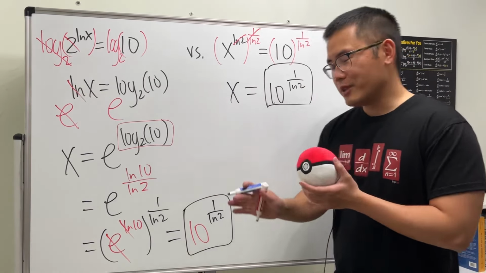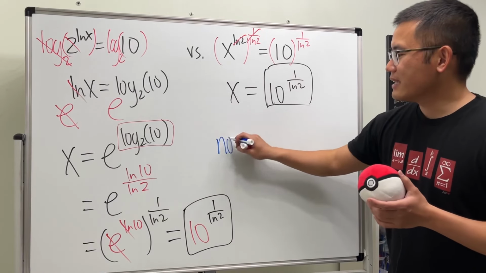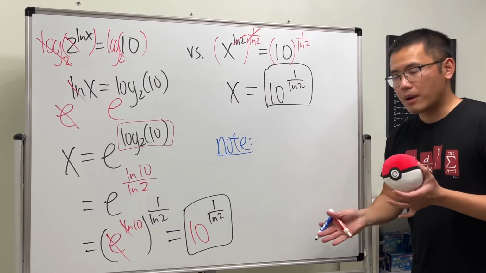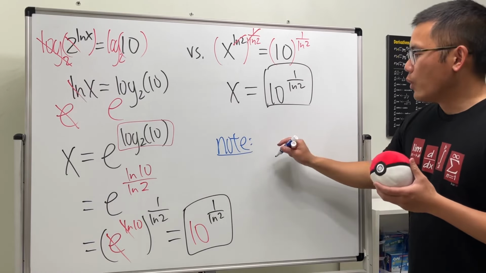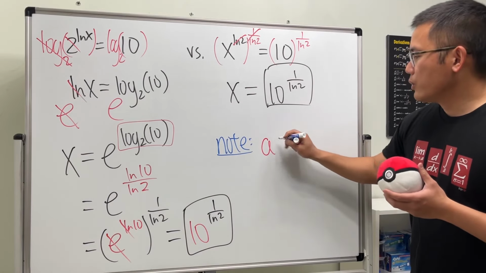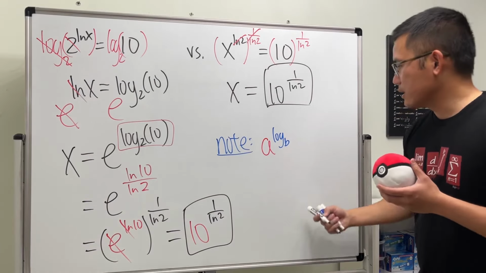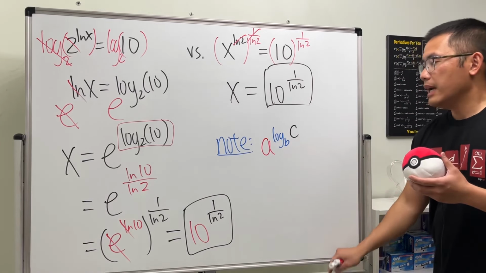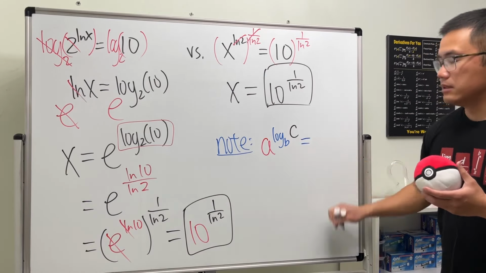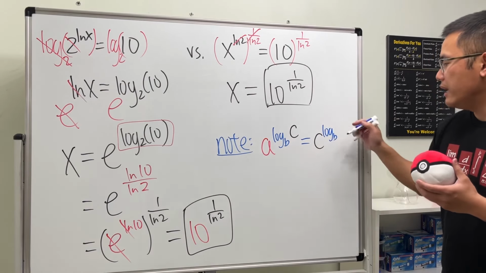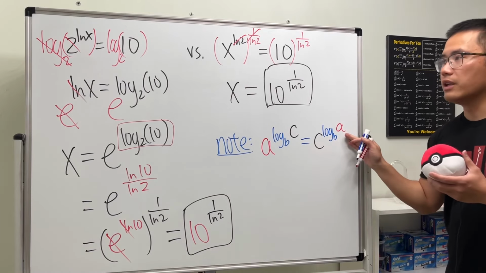If you guys are still watching, here's the deal. In fact, this is a not so common logarithm property, but you should definitely know. When we have, let's say, a to the log base b of c, let me just put this down like this. All right. This right here is actually the same as, we can switch the a and c. So we get c here, and we still keep the log base b, and then you put the a in the log for the exponent.